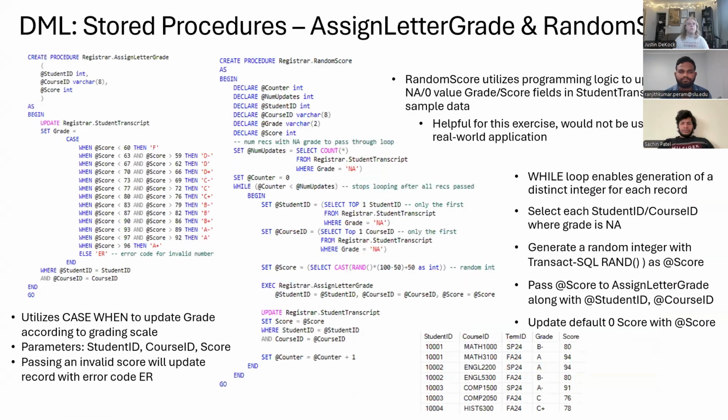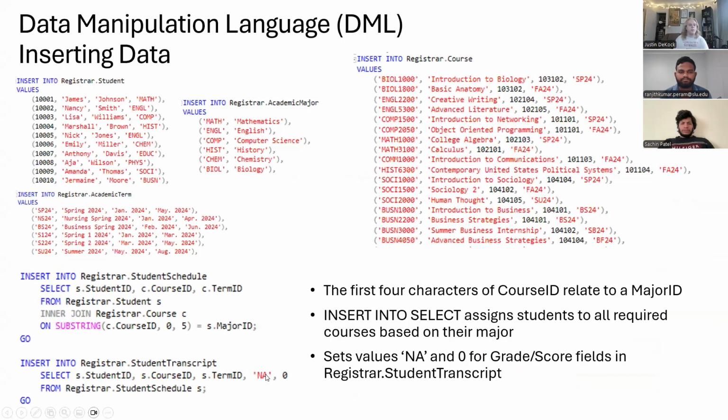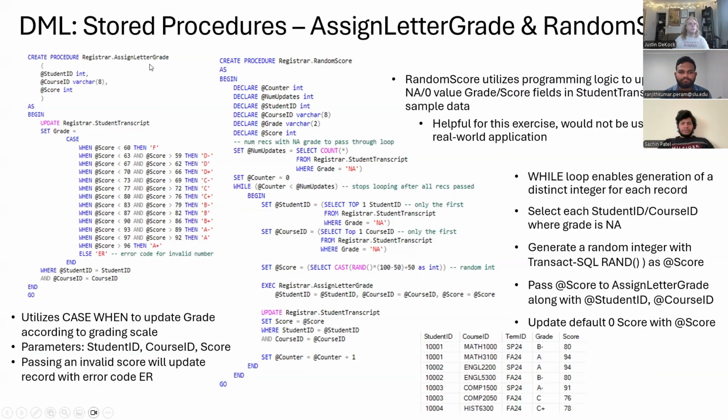Then the last couple stored procedures go back to this right here where we entered this NA and this 0. This first one, assign letter grade, is very simple in concept. You give it the score 0 to 100, and it puts in a grading scale here and returns the letter grade. Registrar.random score uses the Transact-SQL rand function to create a random integer for each student, and then it passes that as their score.